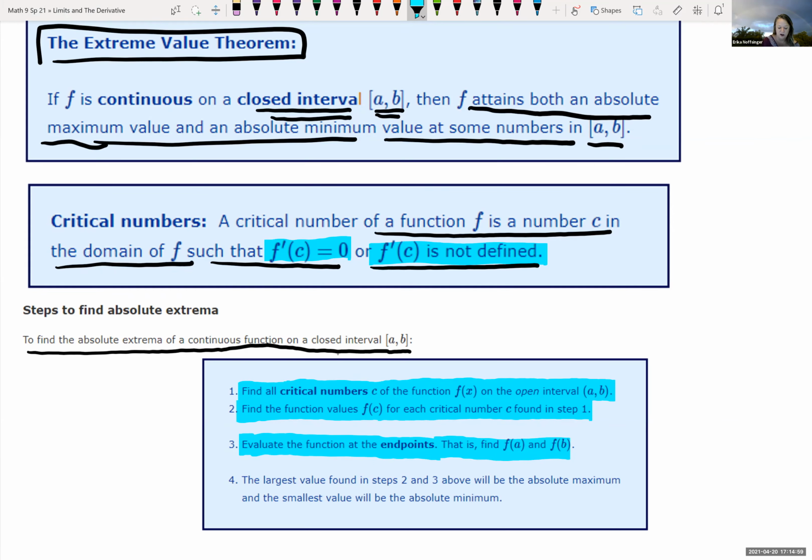So you're going to look at all your y values you got back from your critical numbers and your endpoints, and the largest value found in step 2 or 3 will be your absolute maximum, and the smallest y value you get back will be your absolute minimum. So this is actually not as many steps and can be a little bit easier than what we were doing when we were trying to find local extrema.